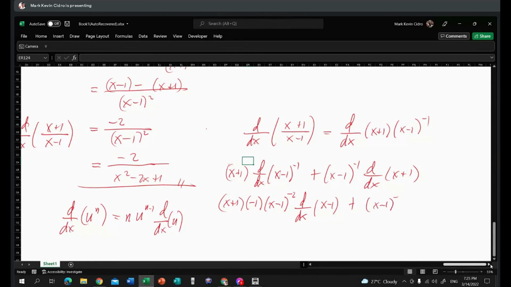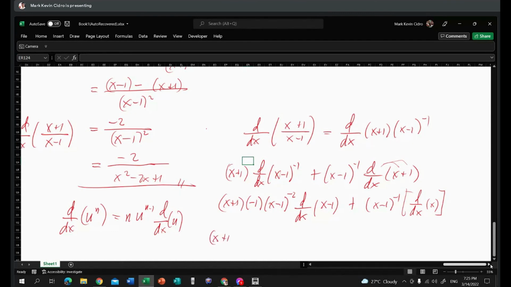Of course, you have to copy that x minus 1 raised to negative 1. Hindi man siya ginderivative, di ba? We're not trying to solve for the derivative of x minus 1 raised to negative 1 here. So, copy lang. Derivative of this one, you can distribute, di ba? Derivative of x plus derivative of 1. Hindi ko na isusulat kay derivative of 1 is 0 man. Derivative of a constant is 0. Hindi ko na isusulat ang derivative of 1.